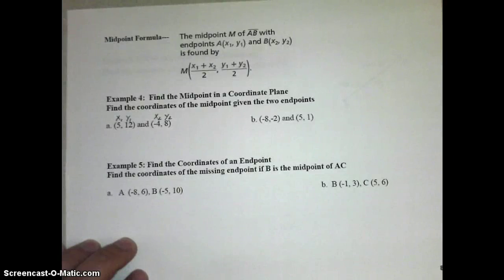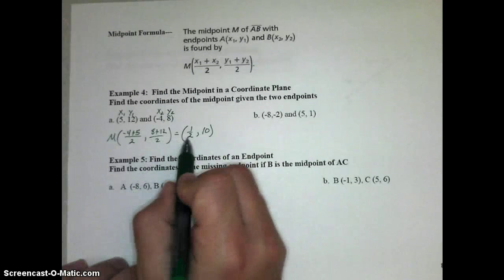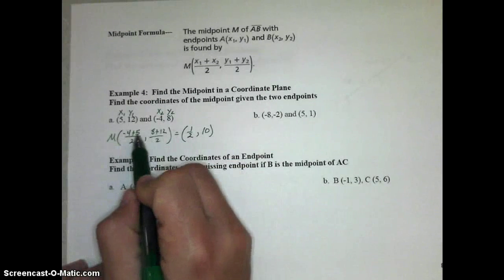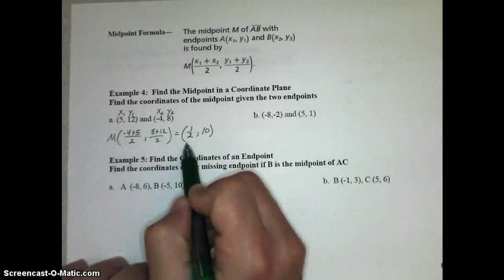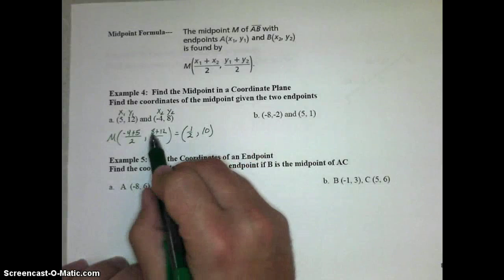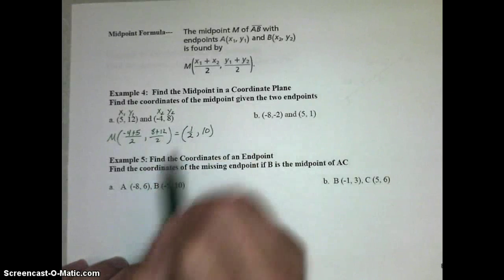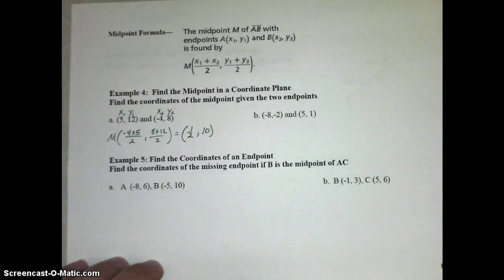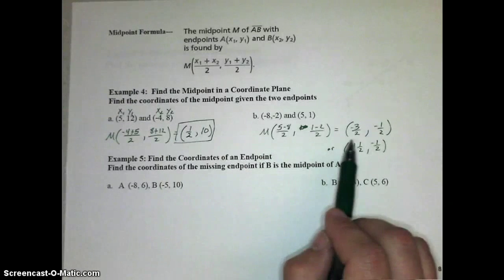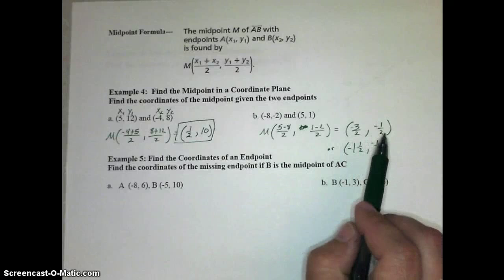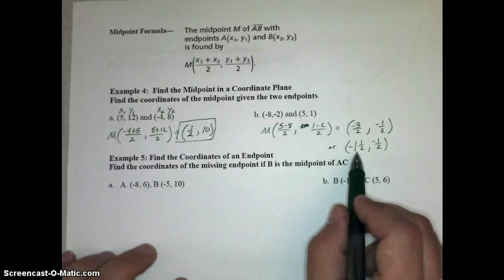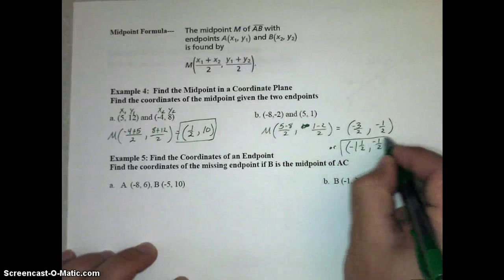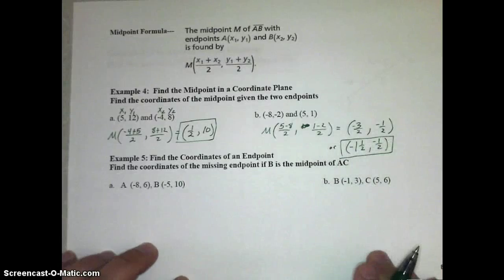Alright, here's what we should get. Okay, we get 1/2, 10 because negative 4 plus 5 is 1. 1 over 2 is 1/2. You can leave it written that way. 8 plus 12 is 20. 20 divided by 2 is 10. Alright, for part B, we should get negative 3/2, negative 1/2, or we could write that as a mixed number, negative 1 1/2, negative 1/2.